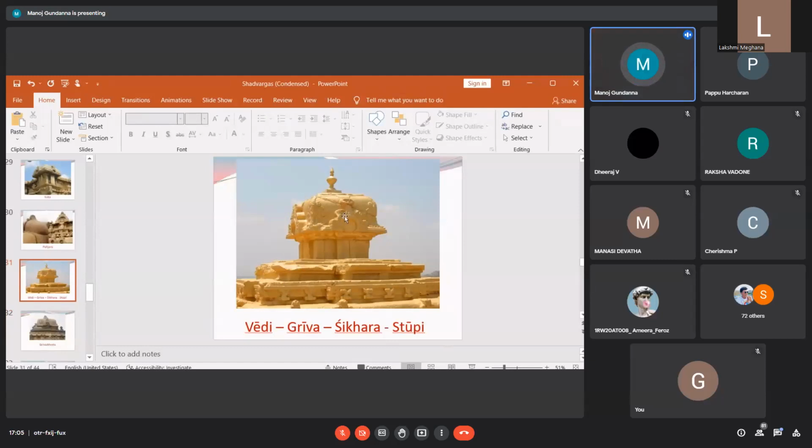This is the Griva. Why is it called Griva? As the neck is a recessed organ in the body, this is a bit recessed from the projecting Shikara. Then the square one we see is the Shikara. Above that we have the Stupi.